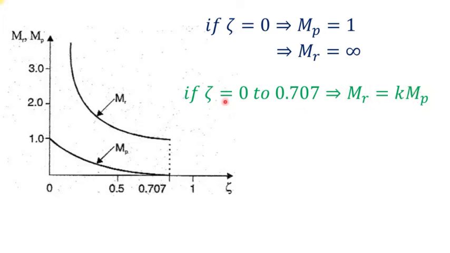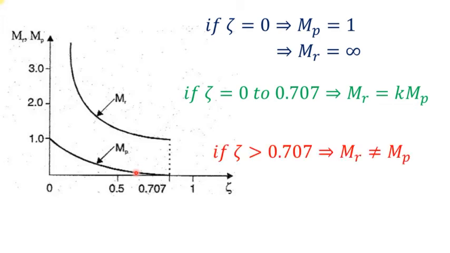Am I right? So if you are setting the damping, I told you, damping ratio is a common parameter between time domain and frequency domain analysis. So for eta values from 0 to 0.707, in this range Mr has a linear relationship with Mp. If you find Mp, you can also calculate the value of Mr. If you find Mr, you can also find the value of Mp, but this relationship will appear only for the range of 0 to 0.707 eta.